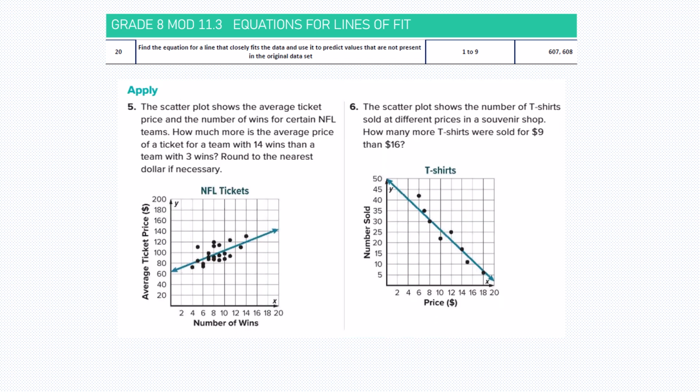Moving ahead with these as well, 60 is your y-intercept, 50 is your y-intercept in this case, m is positive, m is negative. Find 2 points and you will be able to calculate the equation.